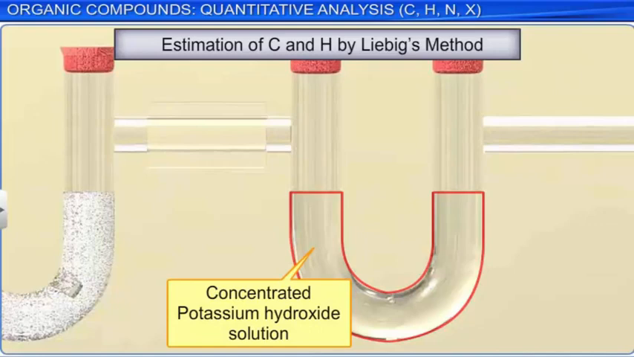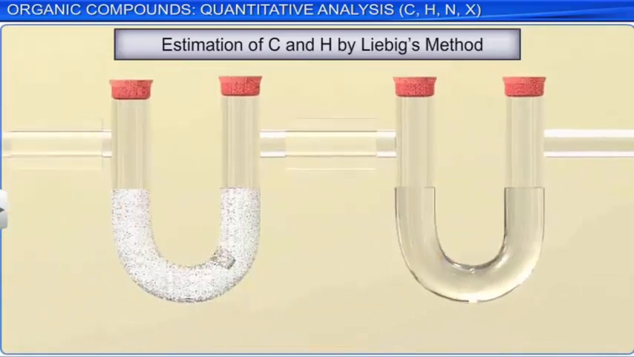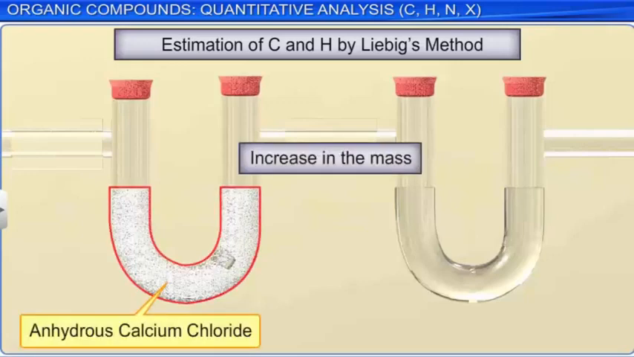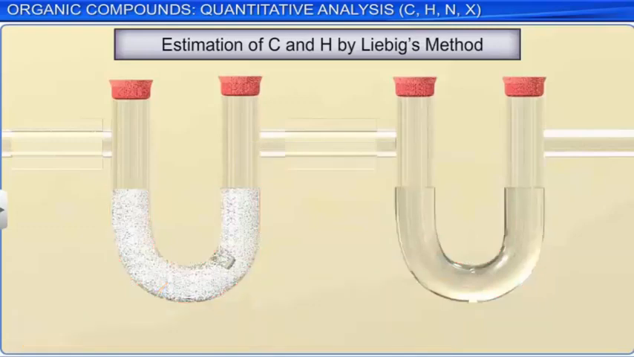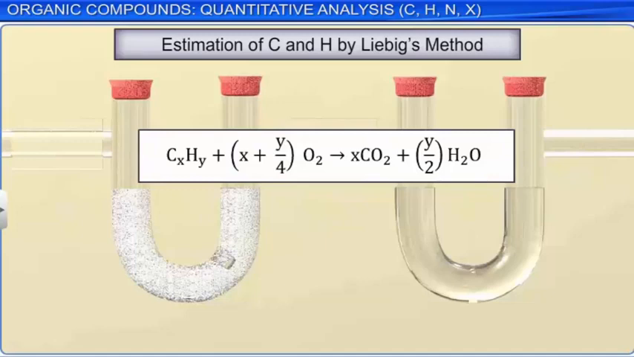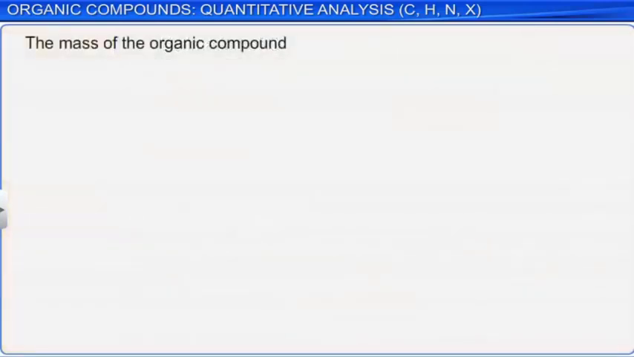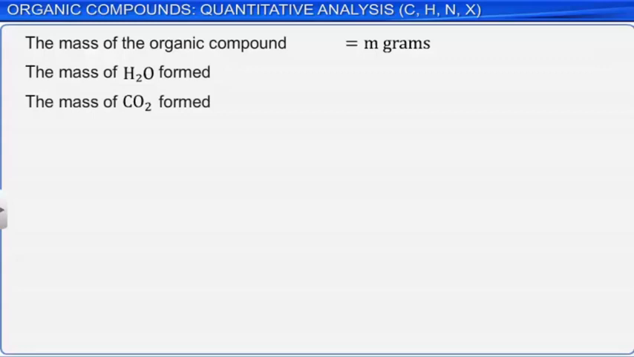The U-tubes are weighed again after this absorption. The increase in the masses of calcium chloride and potassium hydroxide is calculated to get the amount of carbon dioxide and water in it. From the amount of carbon dioxide and water, the percentage of carbon and hydrogen are calculated. Let the mass of the organic compound taken be m grams, and the mass of the water and carbon dioxide produced be m1 and m2 grams, respectively.